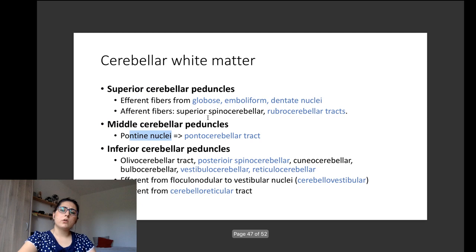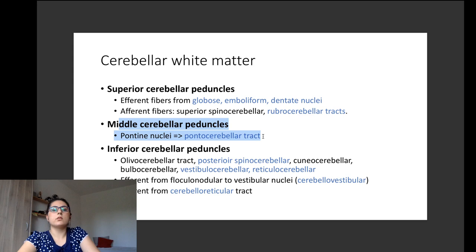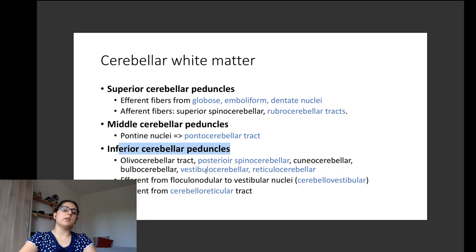This is super easy, guys. I mean, you can remember this for the exam. You know where the pons is, so it logically makes sense for it to be the pontocerebellar tract going through the middle cerebellar peduncle. And then we've got the inferior cerebellar peduncle. Now, not all of them make sense, but some of them do. So at least remember the ones that anatomically make sense.